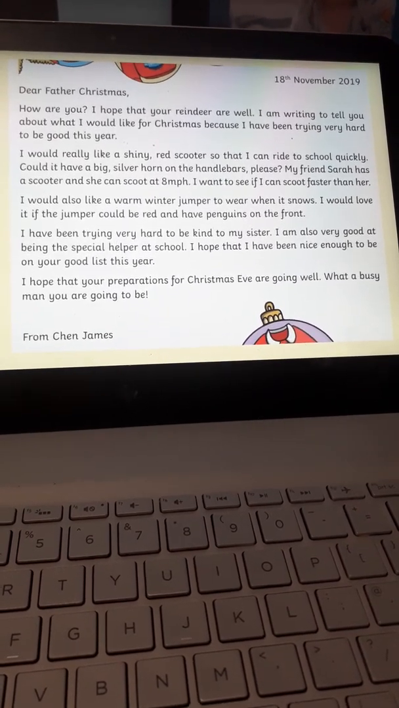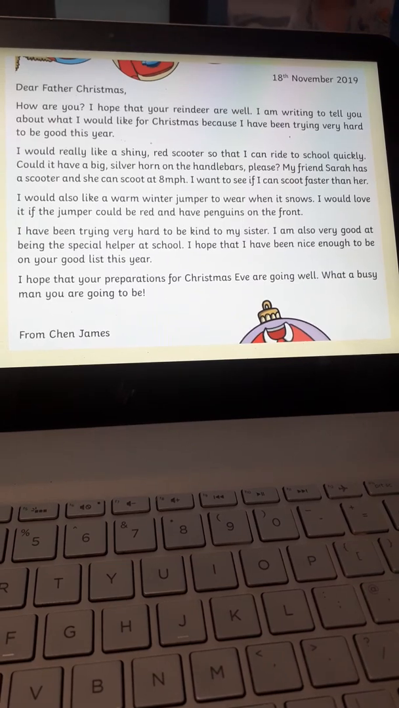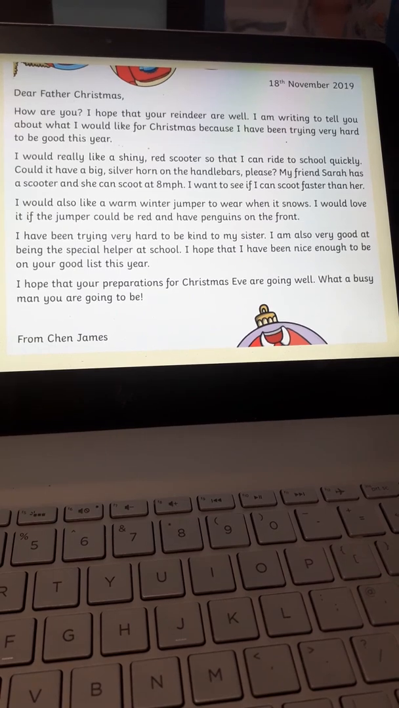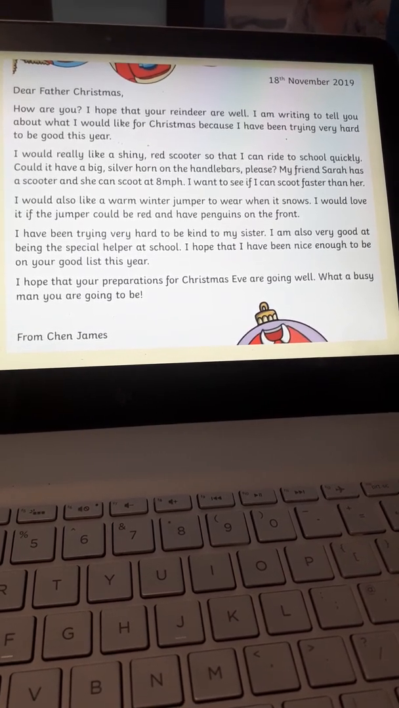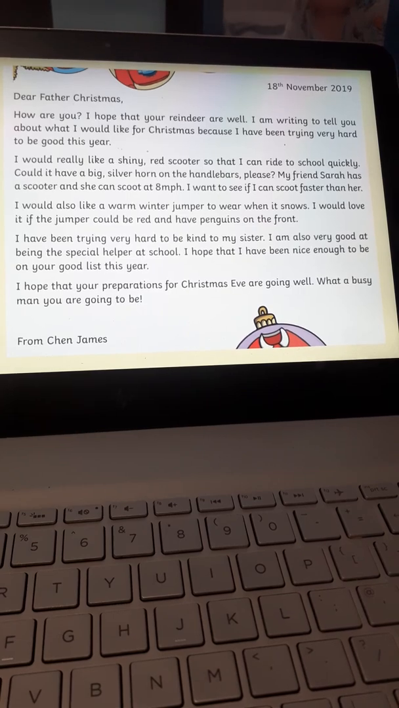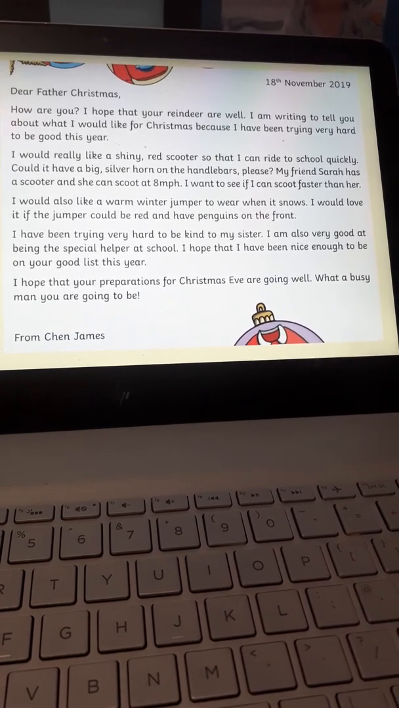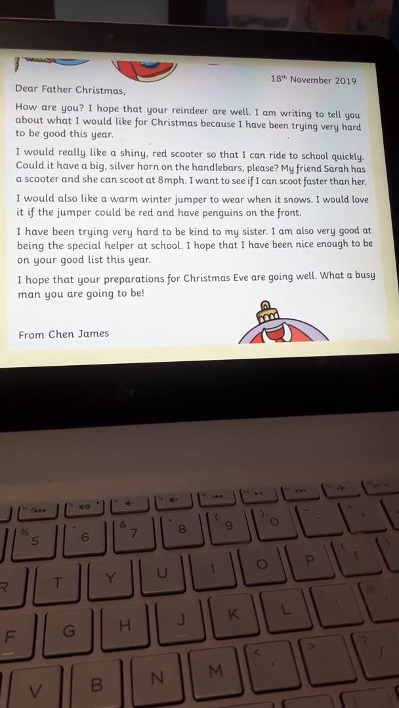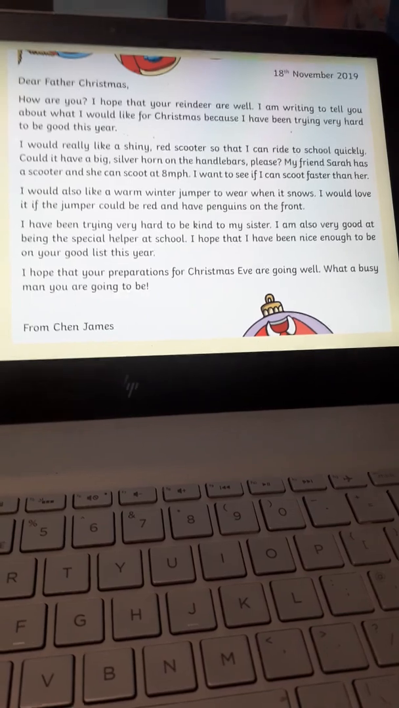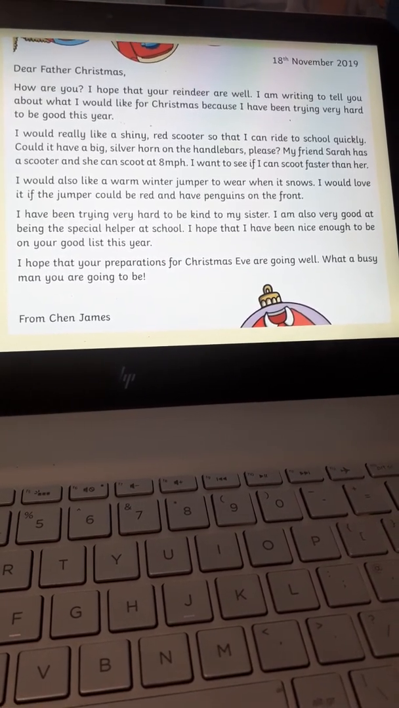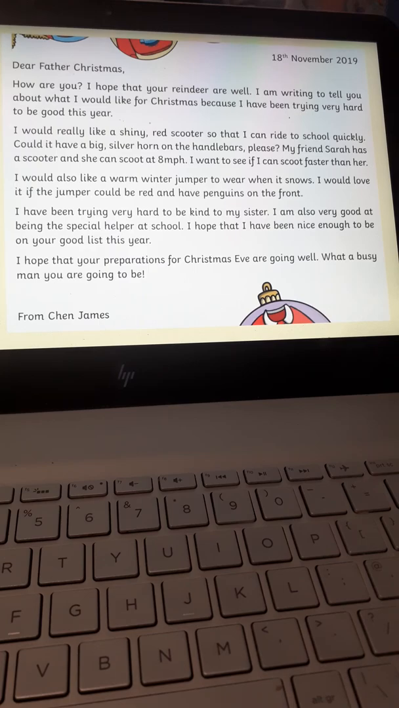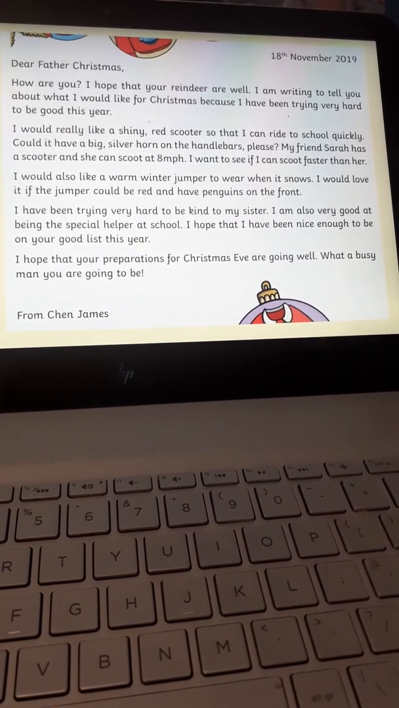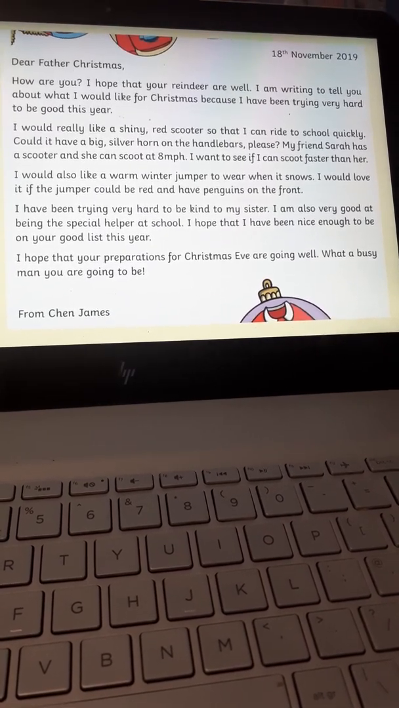Anyway, I would really like a shiny red scooter so that I can ride to school quickly. Could I have a big silver horn on the handlebars, perhaps? My friend Sarah has a scooter, and she can scoot at 8 miles per hour. I want to see if I can scoot faster than her. I would also like a warm winter jumper to wear when it snows. I would love it if the jumper could be red and have penguins on the front. I've been trying very hard to be kind to my sister. I'm also very good at being the special helper at school. I hope that I have been nice enough to be on your good list this year. I hope that your preparations for Christmas Eve are going well. What a busy man you're going to be. From Chen James.